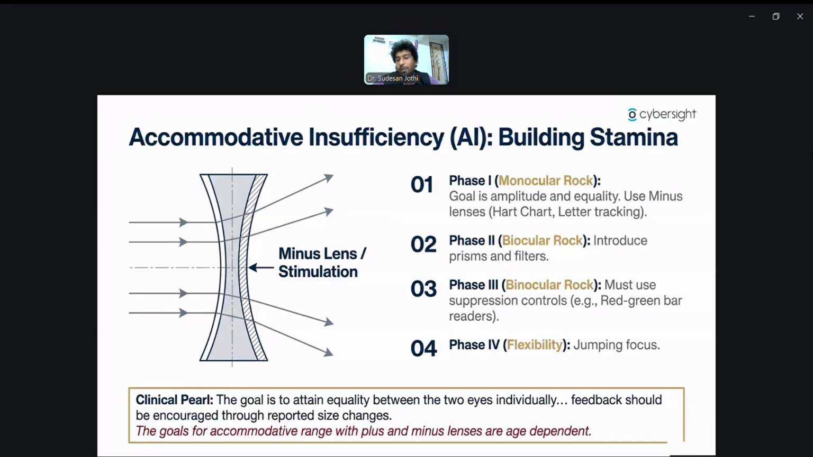And vision therapy for accommodative insufficiency. We now move to the accommodative rehabilitations. Vision therapy for accommodative insufficiency follows four progressive phases. You can see in the slide. For example, the first phase, the monocular rock, the goal is amplitude and equal lenses.